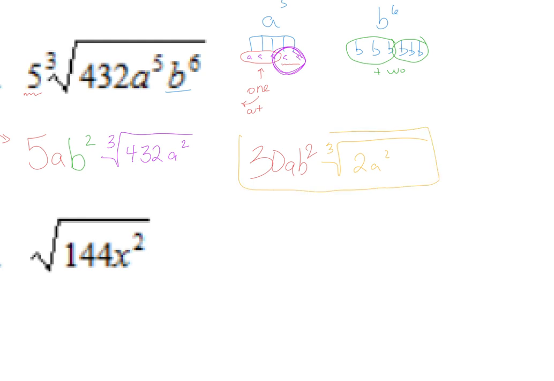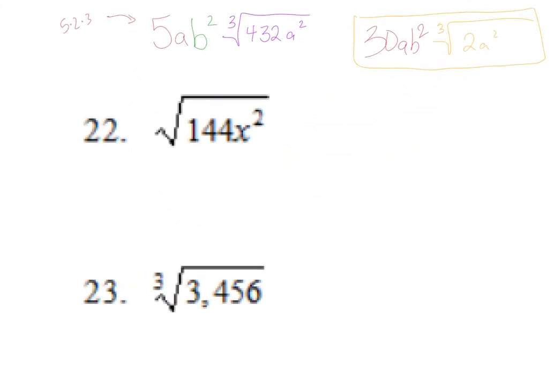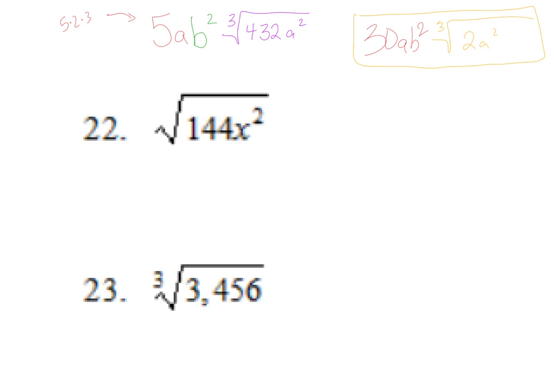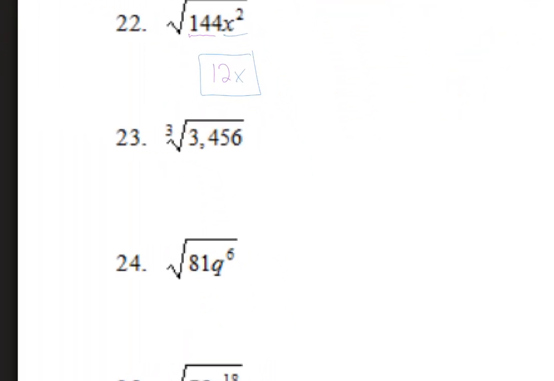Woo. That felt like a lot, right? But there you go. Now they return to a much easier, faster one. The square root of 144 is 12. The square root of x squared is x. Like 1,000 times easier. The number 3,456.